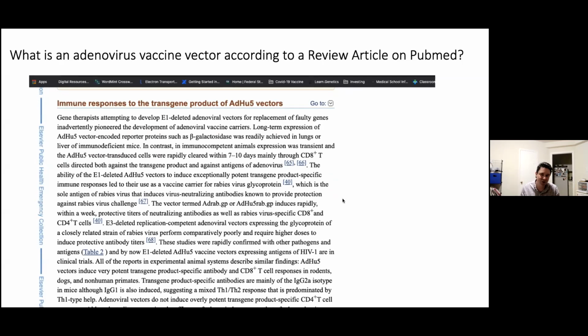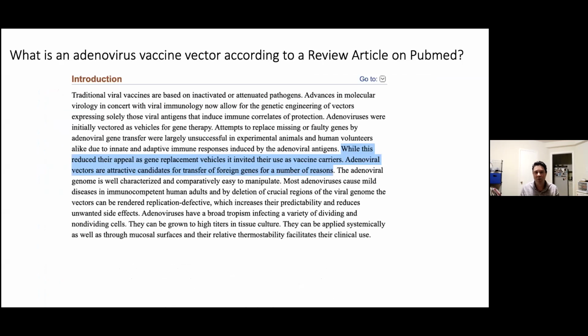It could provide so much more substance for you. So what I did in this case was I just went into the introduction. I looked for the first few lines that made any mention about what an adenovirus vaccine is, and I'll read it to you.